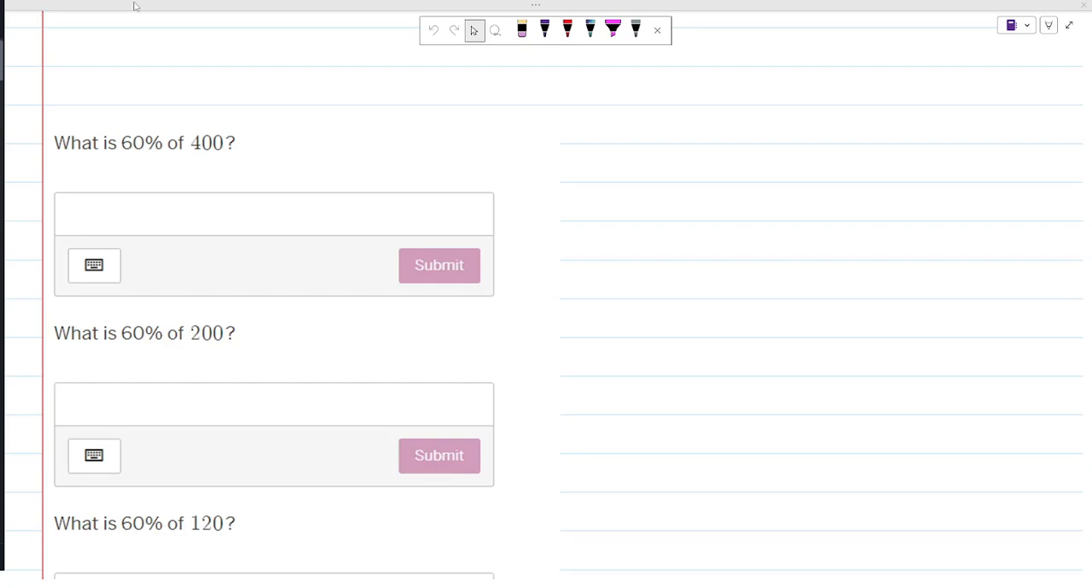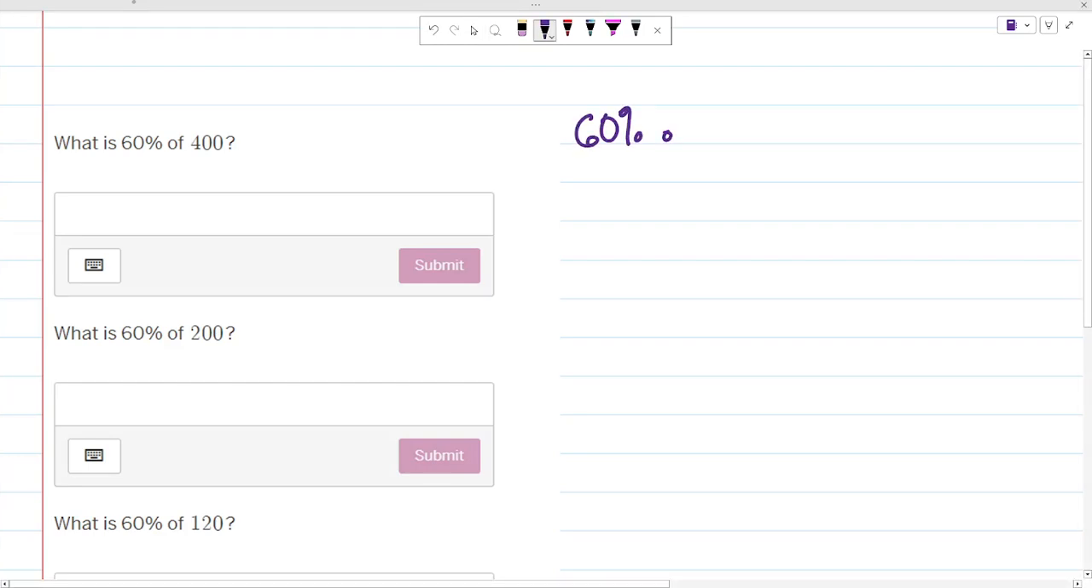The first question says, what is 60% of 400? So write this in your notebook. 60% of 400. You might have forgotten how to calculate percentages, and if so, that's okay. Remember, since a percentage is a ratio out of 100, we can take this 60% of 400 as 60 over 100, and we can multiply that by 400.